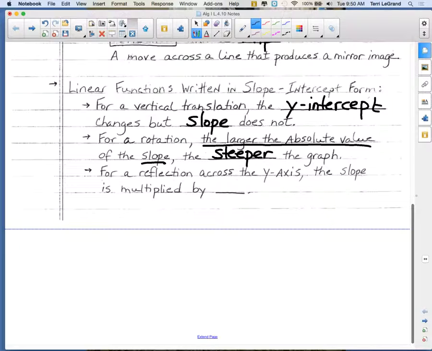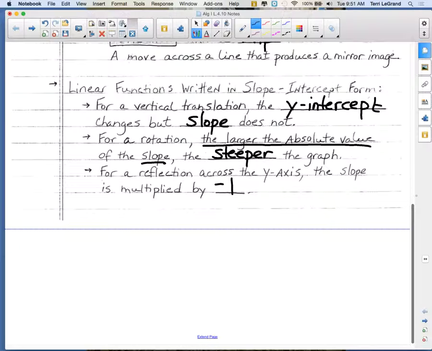So when the slope is affected, I'm going to look at which one has a larger absolute value and compare them that way. And then for a reflection across the y-axis, that's going to be the line that we're going to reflect over. You can't reflect over other lines. Thank goodness this year we only have to deal with the y-axis. So it's going to flip from one side of the y-axis to the other. That's the only type of reflection we have to deal with. And when that happens, the slope has been multiplied by a -1. That's what created the slope.